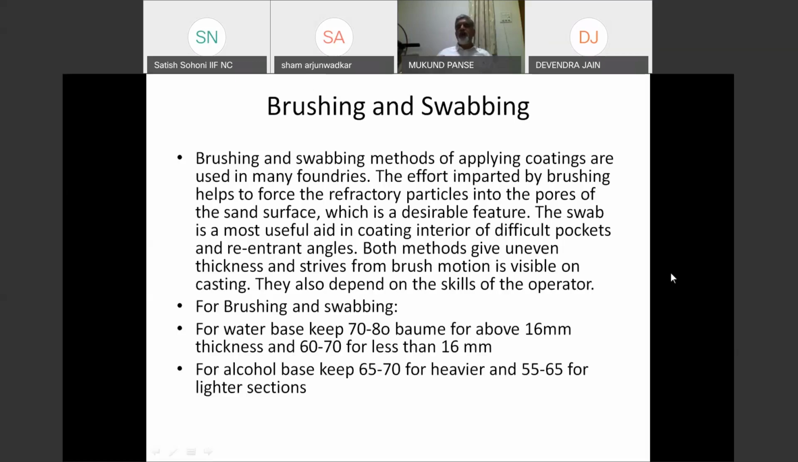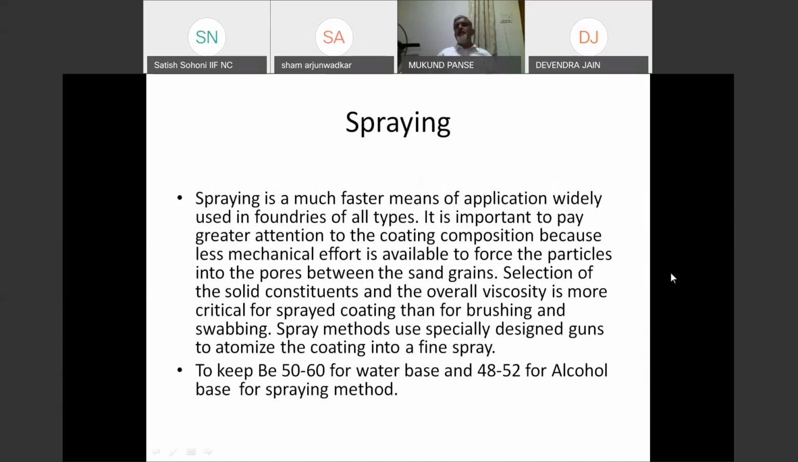So many times after one brush coating, you have to give a fine spray coating so that the brush marks are not seen. You can use 70, 75 or up to 80 Baumé for water base and 60, 70 Baumé for alcohol base. This Baumé can be changed for thicker or smaller castings depending on what surface finish is expected.